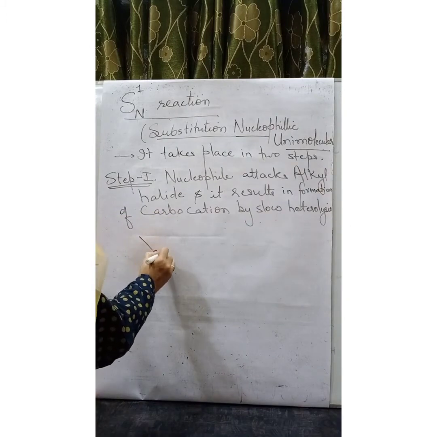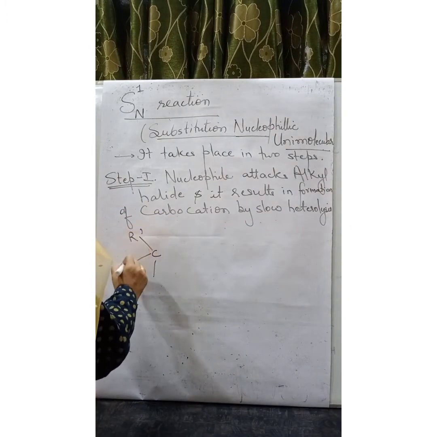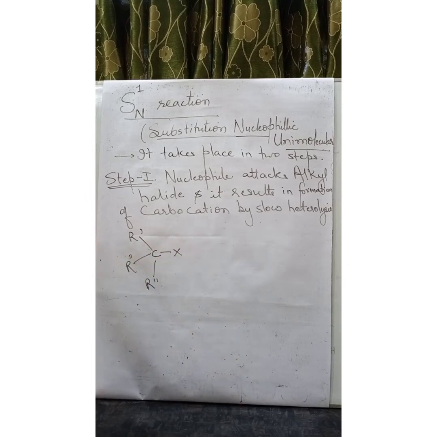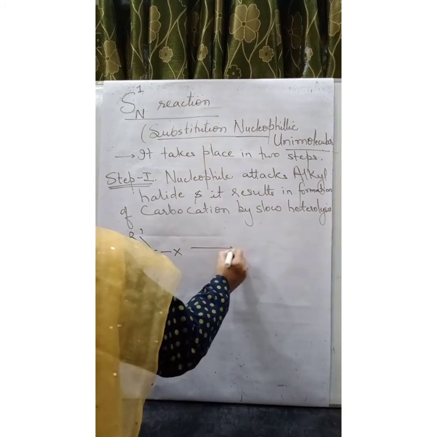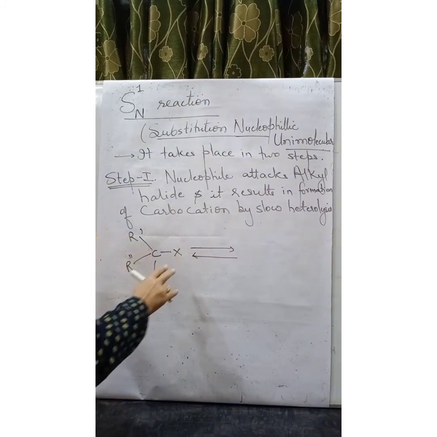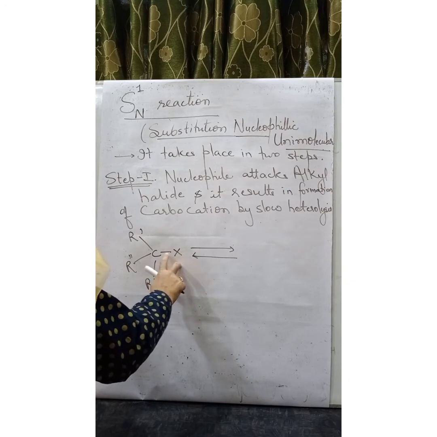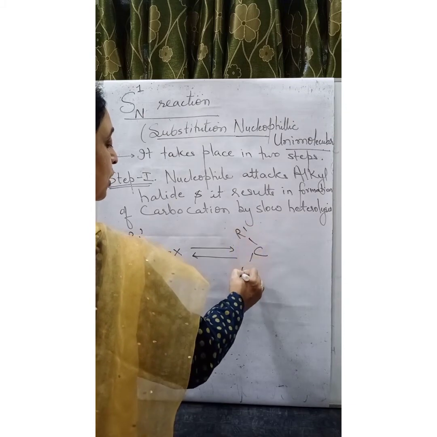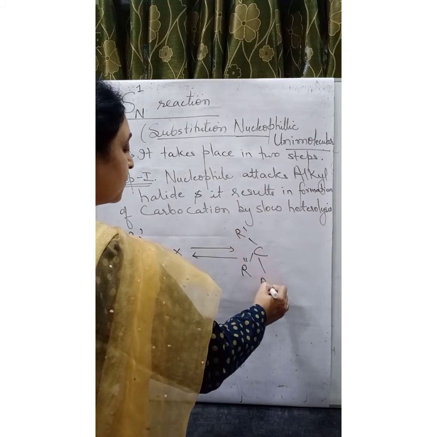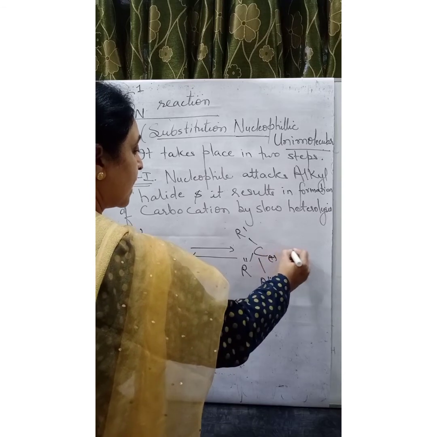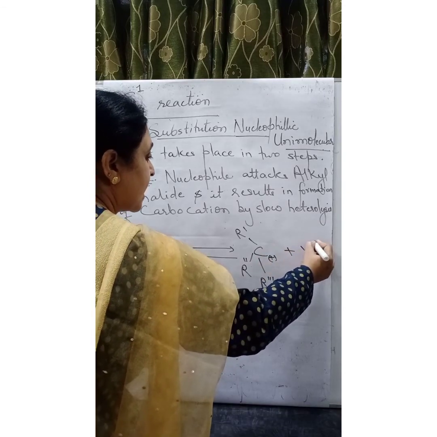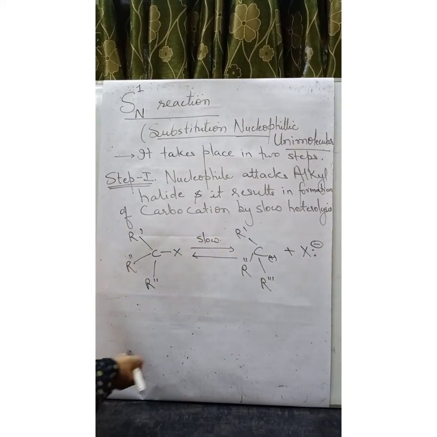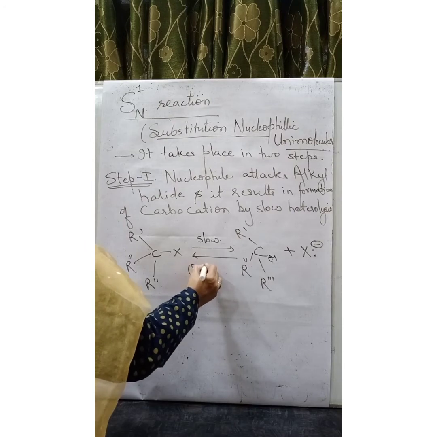Let us take an example. 3 alkyl groups are attached to this carbon, and halogen. This is a slow step. In this step, first of all, the halogen leaves the carbon with its bonded electrons. So it results in the formation of a carbocation and X goes out as the leaving group. This step is a slow step and we can also call it the rate determining step.